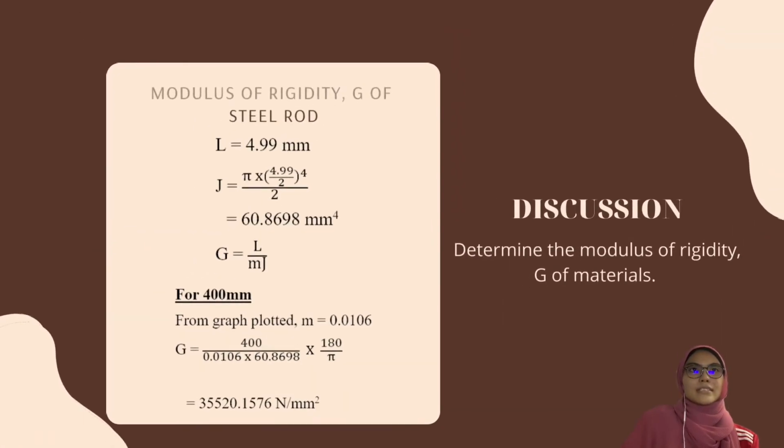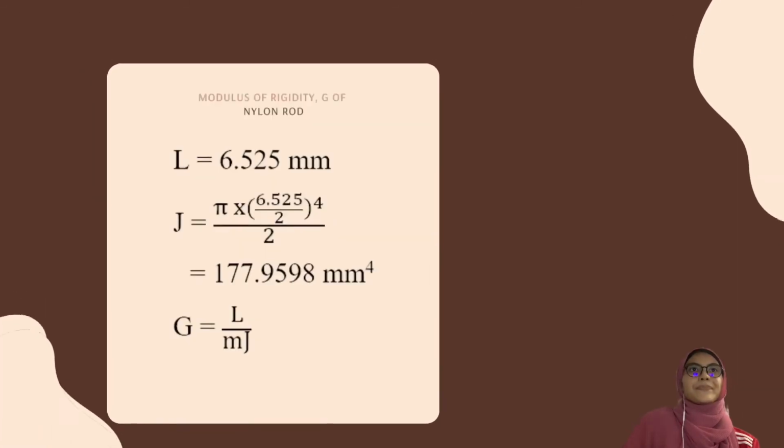To calculate the modulus of rigidity G of the steel rod, L is given, which is 4.99 mm. For 400 mm, from the graph plotted, the slope is 0.0106 and the G calculated is 35,520.1576 Newton over millimeter square.